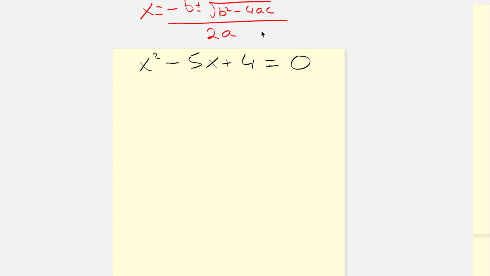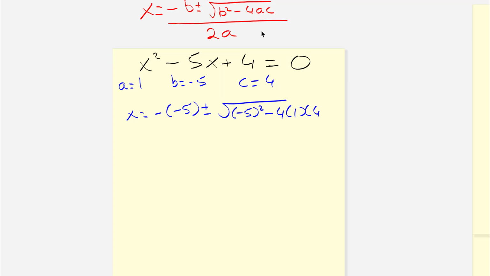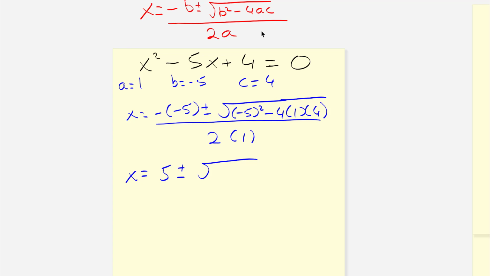In my first example here, my a will be 1, my b is minus 5, and my c is 4. So x is minus b, minus minus 5, plus or minus the square root of b squared, so minus 5 squared, minus 4ac, all over 2a. Working this out, x is equal to 5 plus or minus the square root of 25 minus 16, so that's 9, all over 2. So you're going to have 5 plus 3, 8 over 2, so that's 4. And x is equal to 5 minus 3, 2 over 2, so x is equal to 1.